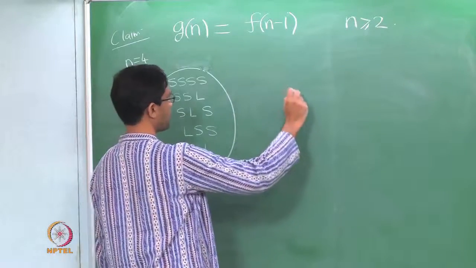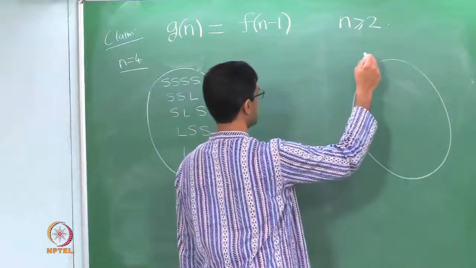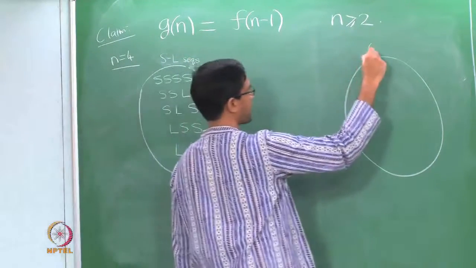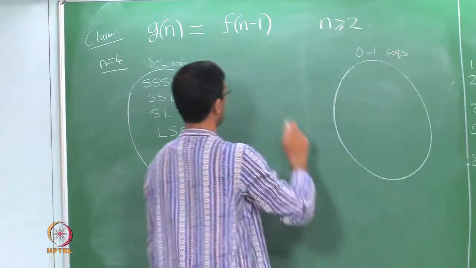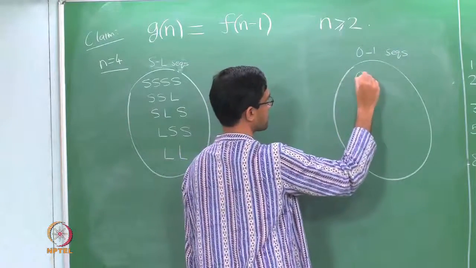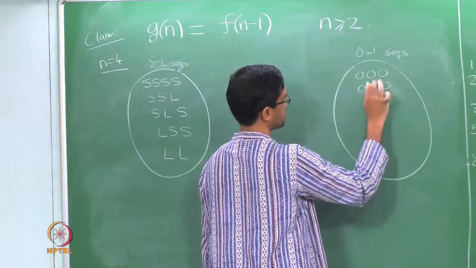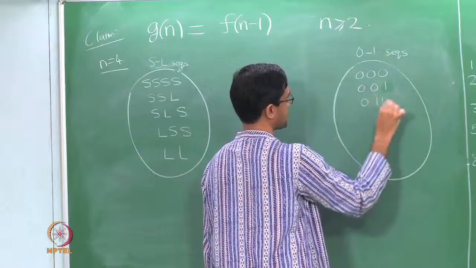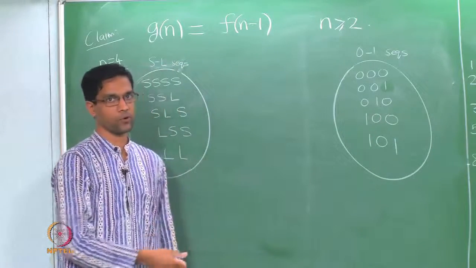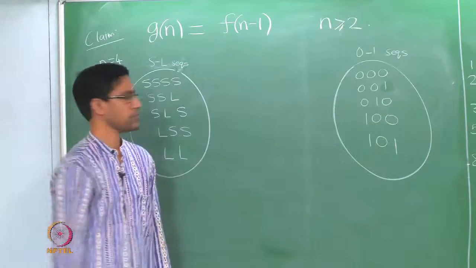On the other side, I am going to write out 0 1 sequences for n equals 3. So what are the allowed 0 1 sequences for n equals 3? Well, that's all 3 zeros, 0 0 1, 0 1 0, 1 0 0, 1 0 1. So there are 5 of them, right? And this is really what I am going to prove, that the number of short long sequences is the same as the number of 0 1 sequences with one smaller length. So how do we do this?